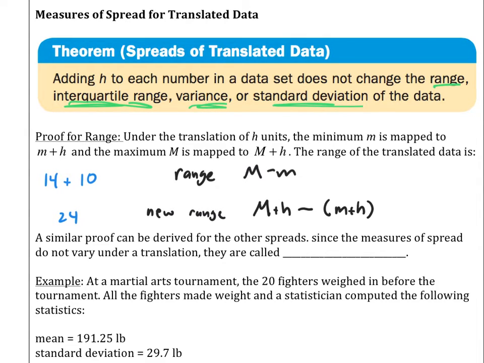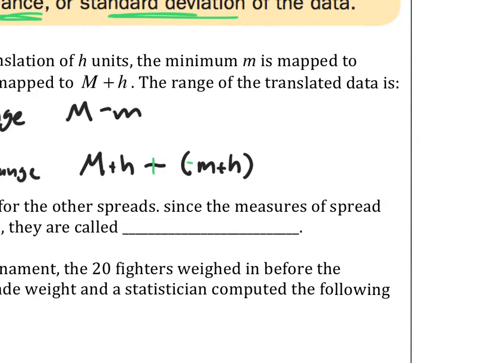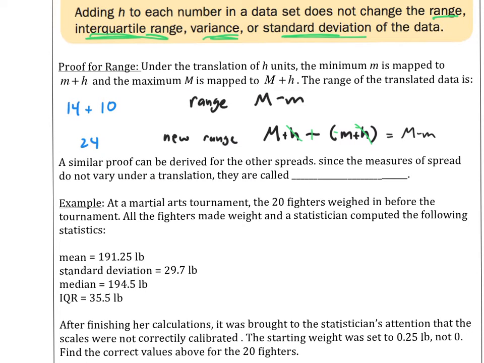But what do we do there with that negative? It's going to distribute that negative across here. And what happened to our h's? Our h's drop out. And so in the end, the range remains the same. All right, so that one was much less complicated. A similar proof can be derived for the other spreads. Since the measures of spread do not vary under translation, they are called invariant. I'm not going to use that term very much, but I just wanted to give you that there.